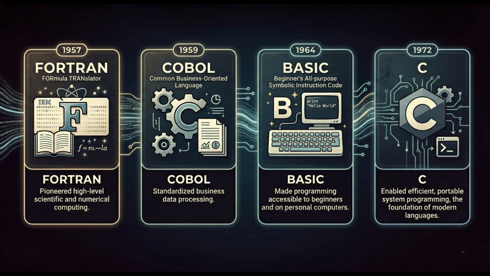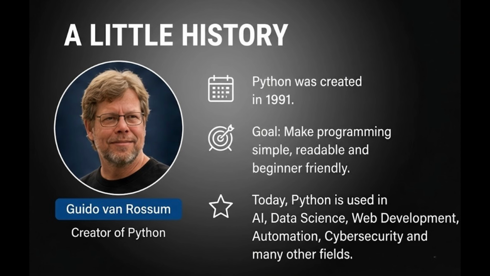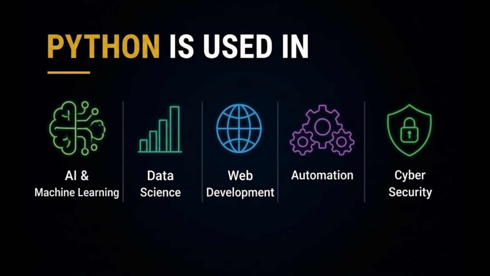Earlier programming languages were difficult for beginners. Syntax was complicated and writing programs took a lot of effort. Then a programmer named Guido van Rossum created Python in 1991. His goal was to make programming simple, readable, and beginner-friendly. And today, Python is used in AI, data science, machine learning, websites, automation, cybersecurity, and many other fields.